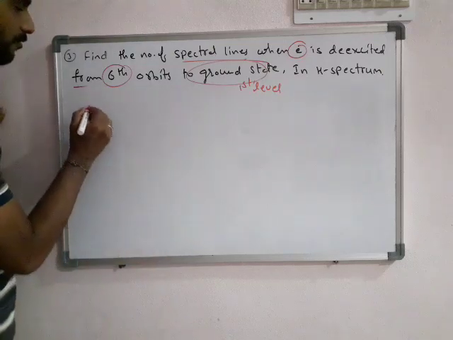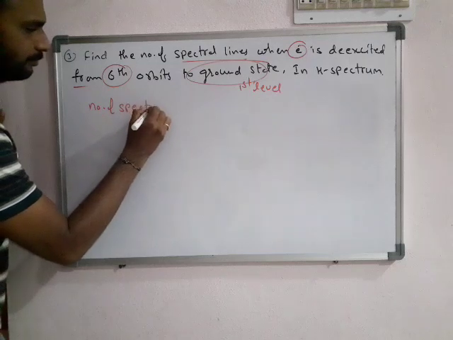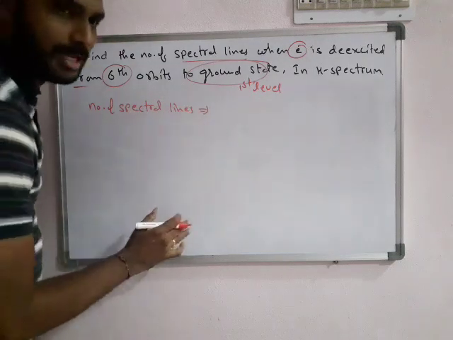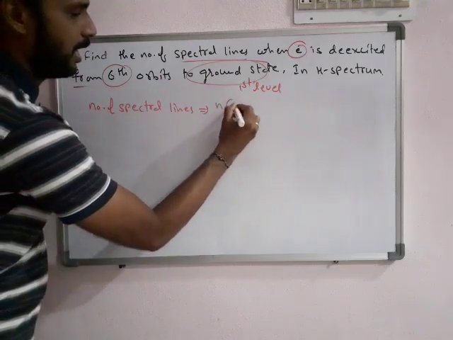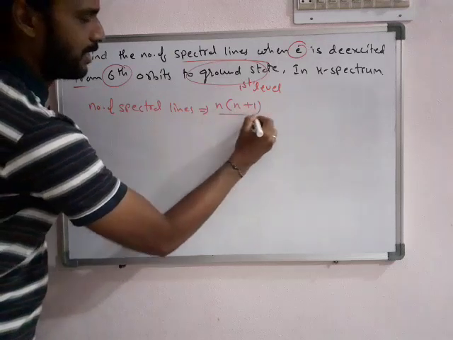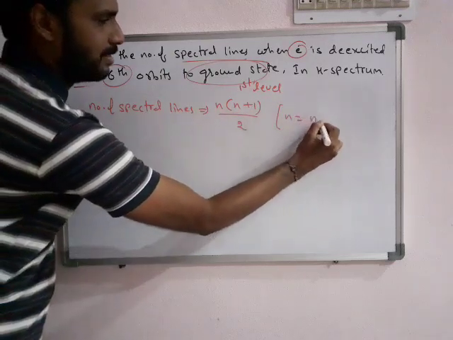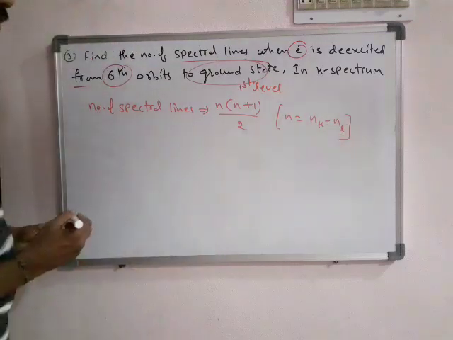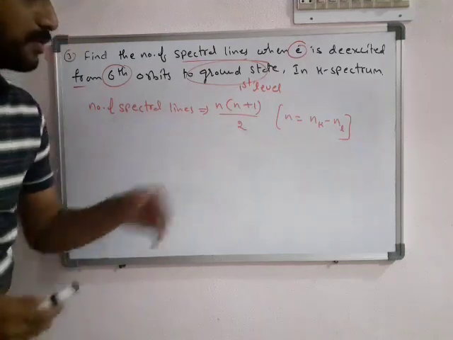What is the formula for number of spectral lines? We have two formulas. The second formula has no confusion: number of spectral lines equals N into N plus 1 by 2. The important thing is, what is N? N means n higher minus n lower. So for this problem, at first we calculate N, then we substitute in this.